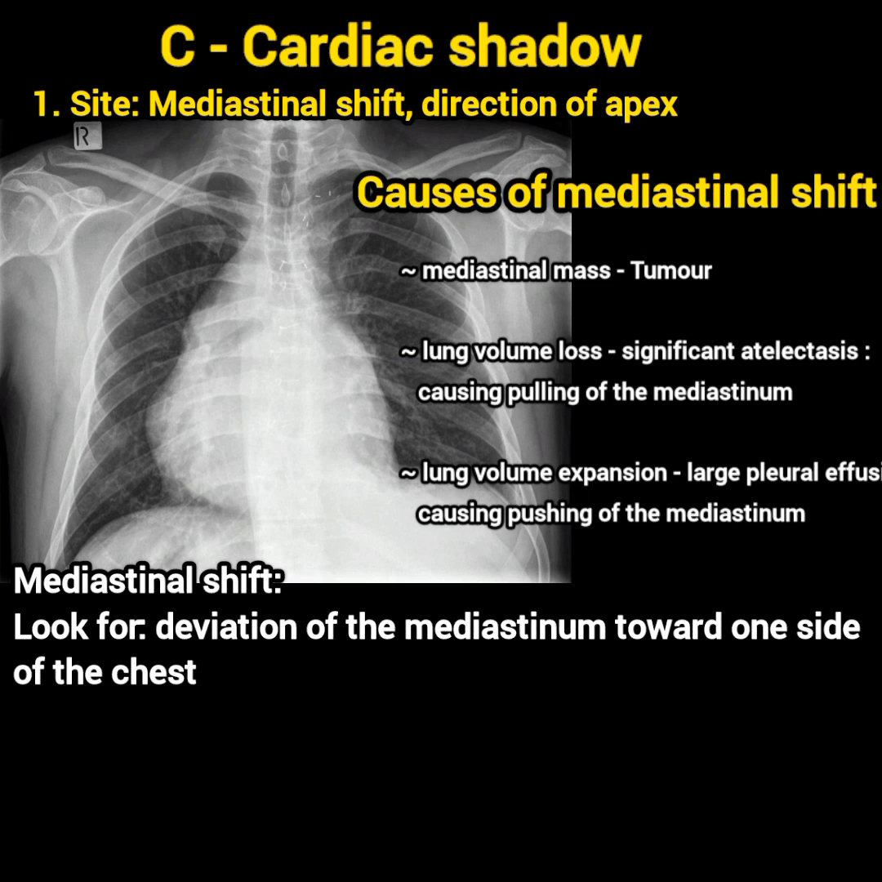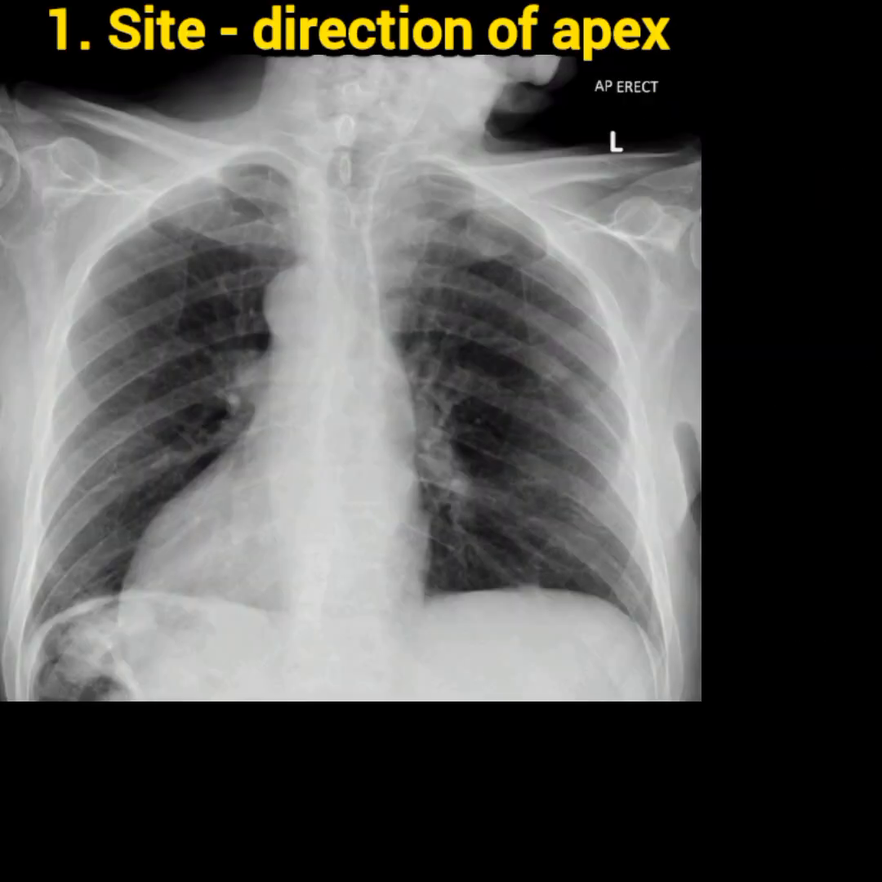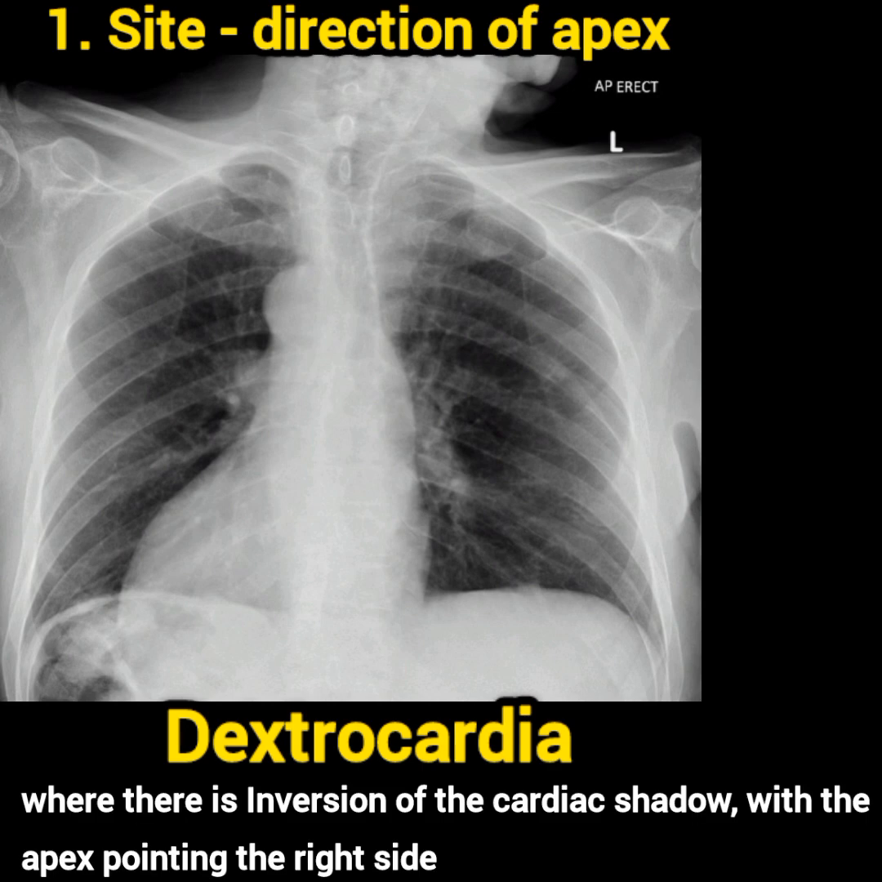Also note that tracheal deviation is a sign of upper mediastinal shift, but not always. And also deviation of the cardiac shadow is a sign of lower mediastinal shift. Also look for any dextrocardia, where there is inversion of the cardiac shadow with the apex pointing to the right side.